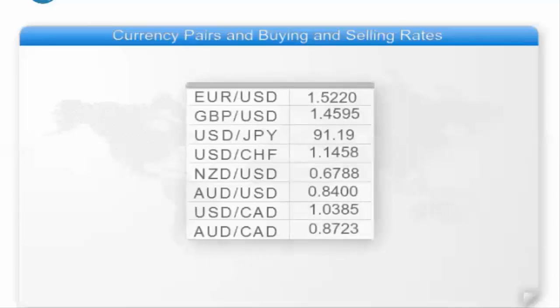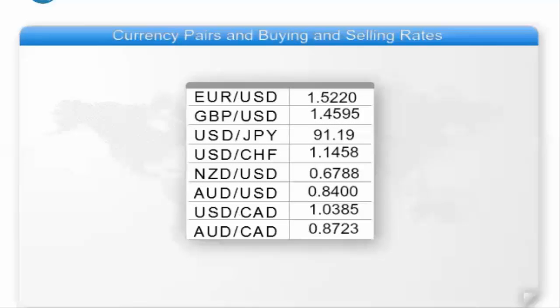Currency pairs and buying and selling rates. In foreign currency trading, there are always currency pairs: the base currency and the counter currency. The base currency is, in essence, our product. It is denoted on the left side of the pair. We always buy or sell the base currency. The counter currency is the means of payment and is denoted on the right side of the pair.